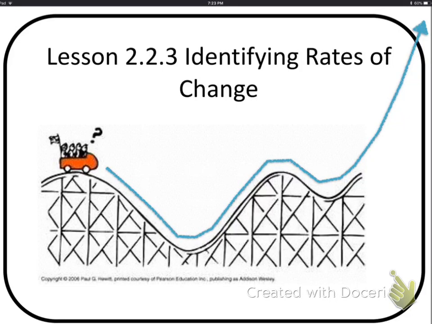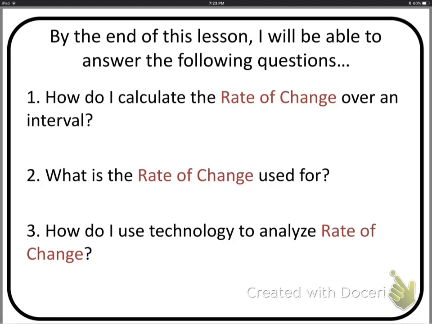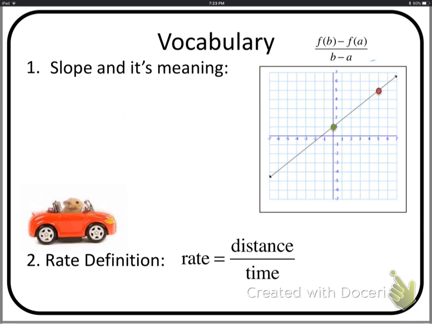Lesson 223, identifying rates of change. So I'm going to stop here real quick on the vocab and draw your attention to this: f of b minus f of a divided by b minus a.